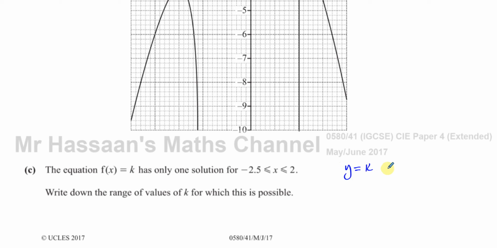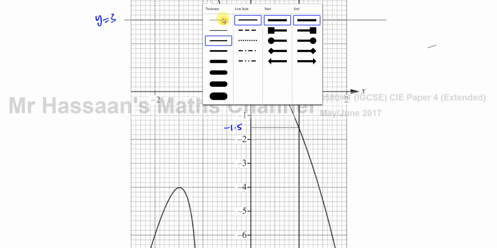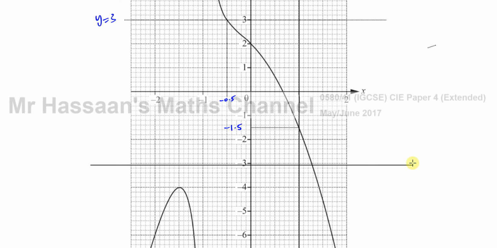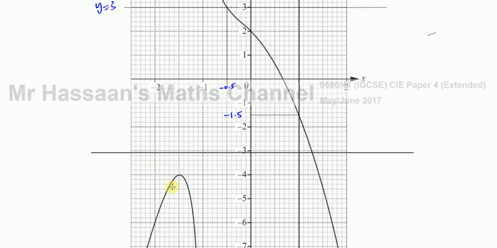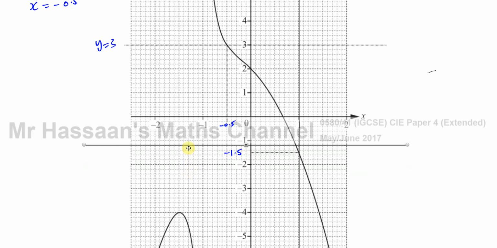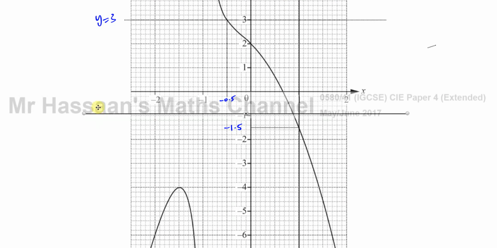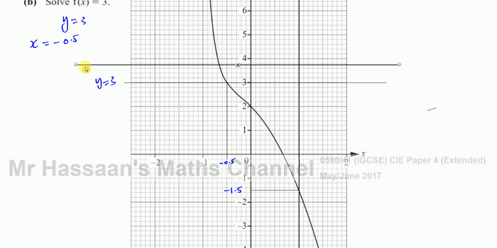So we want to find the range of values of k for which there's only one solution if we were to draw a line horizontally across. So if I was to draw a line horizontally across, there should be only one solution for this with f of x, meaning it will only intersect it at one point and one point alone. So if we take this line and we move it up and down the graph, we can see that in all these regions here, there's just one solution.